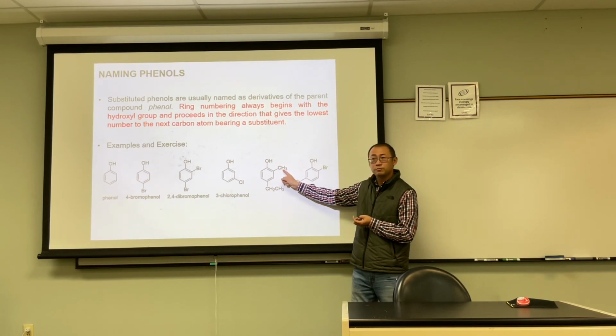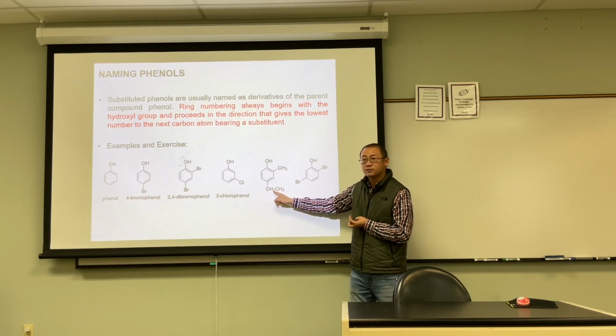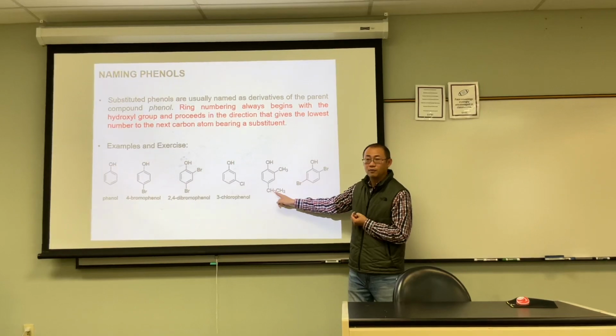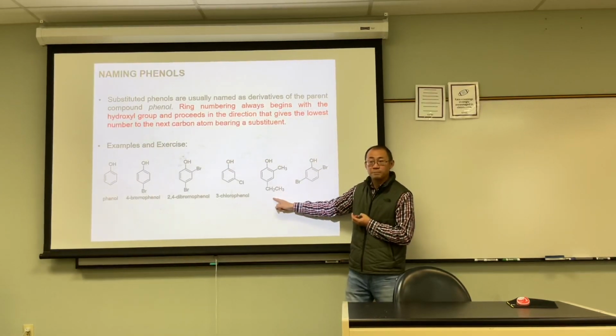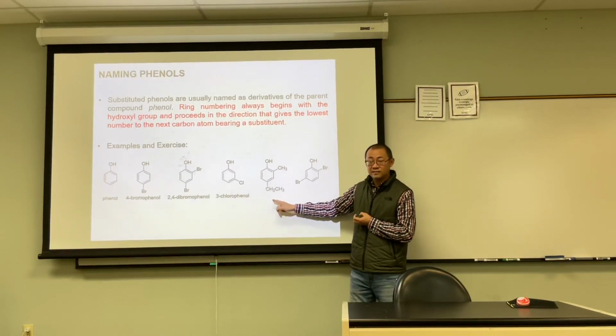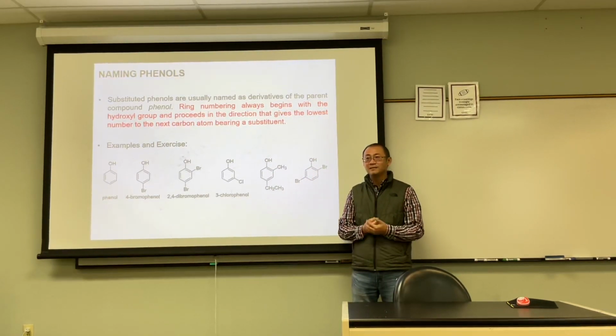What's the name of this group? Methyl, one carbon. And what's the name of this group? 1, 2, 3, 4. Ethyl. And then phenol, right? And which one do we put first? Ethyl first, because ethyl starts with E. So 4-ethyl, 2-methyl phenol. Is that easy? Yeah, you did it, right?